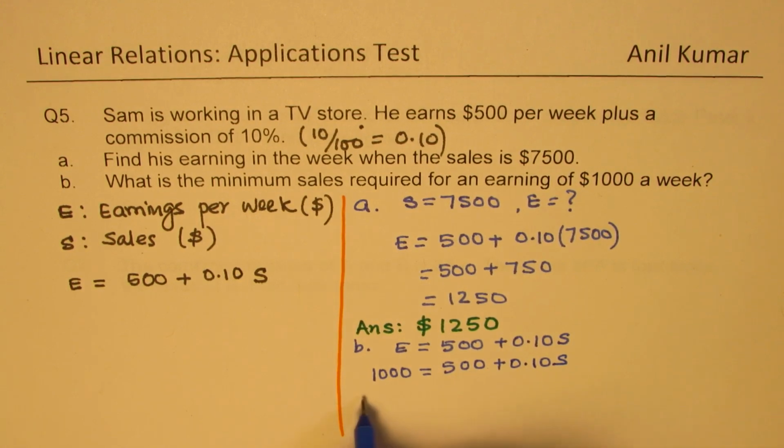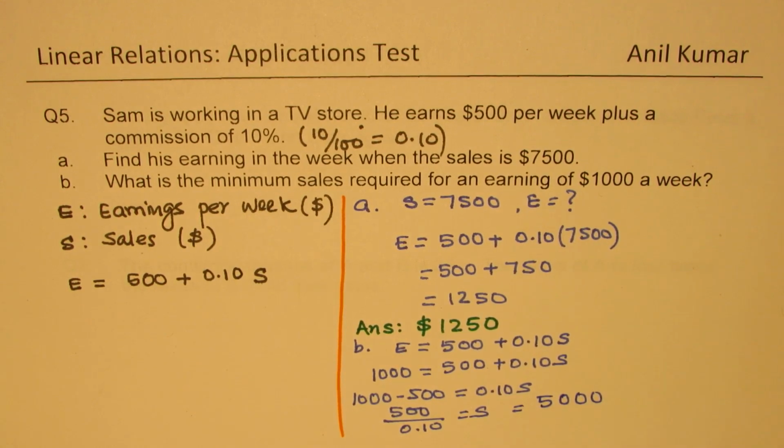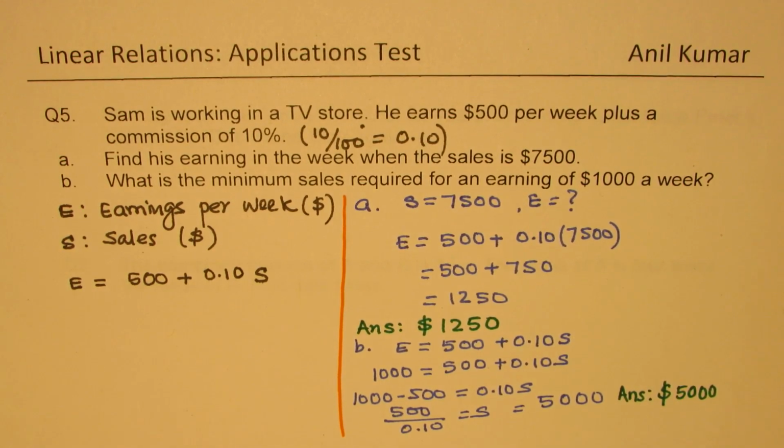So we'll first take away 500 from it. So we get 1,000 minus 500 is equal to 0.10 sales, and that is 500. And we are going to divide this by 0.10 to get the sales amount. When you divide, you get 5,000, correct? So for part B, we get the answer, which is $5,000. Is that clear to you? So that is how we are going to solve this question.